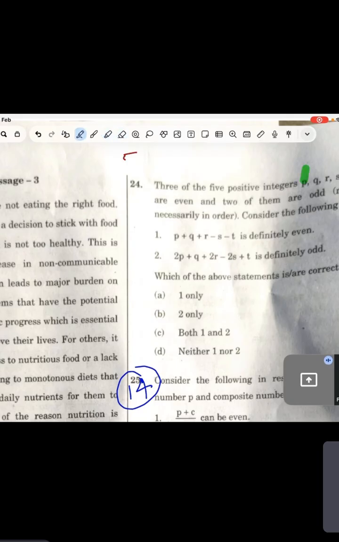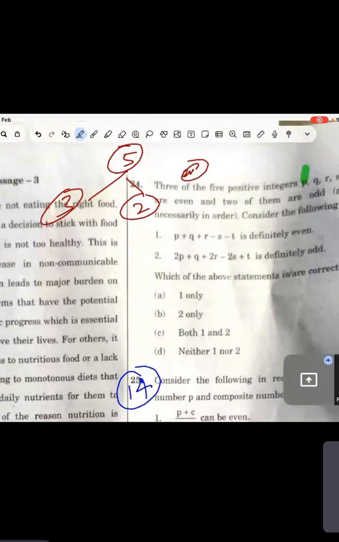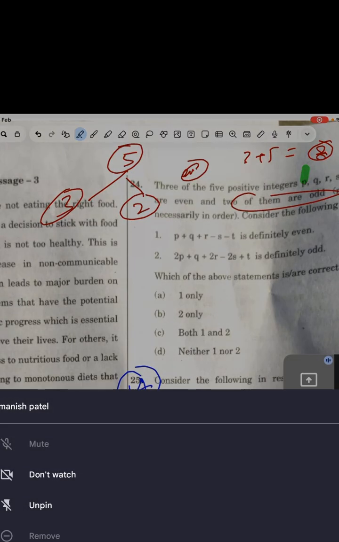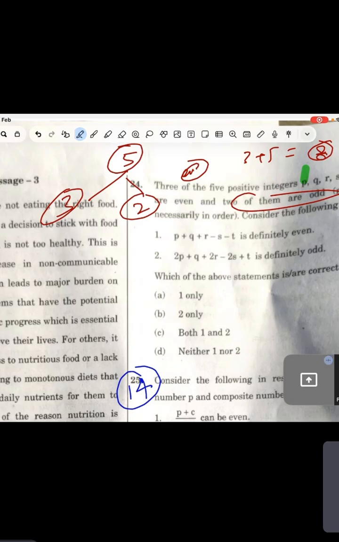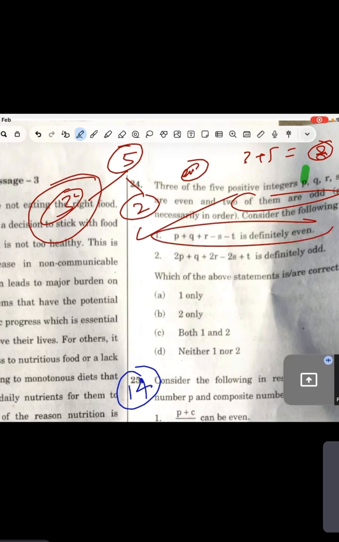See guys, there are total 5 numbers, and out of them 3 are even and 2 are odd. So guys, if you add any 2 numbers, the result will always be even. You want to check? 3 plus 5 equal to 8. See, so there are 2 odd numbers. So either you plus or minus. If you add two odd numbers or minus 2 odd numbers, the result will always be even. And 3 already are even. So this is definitely right. There's no need to prove by taking values actually, right? It will kill your time.